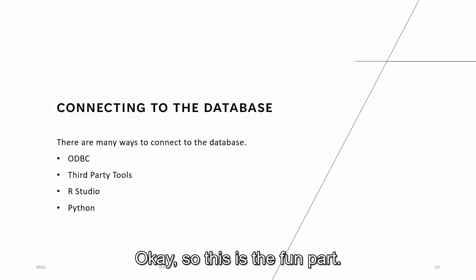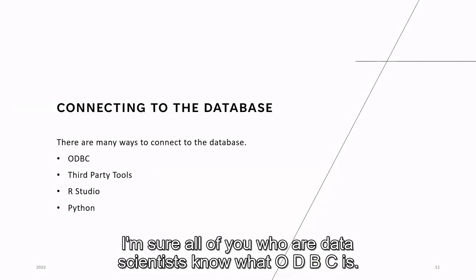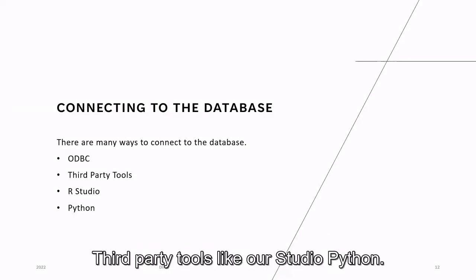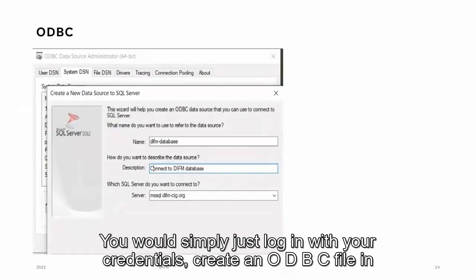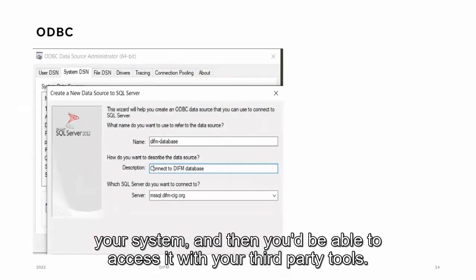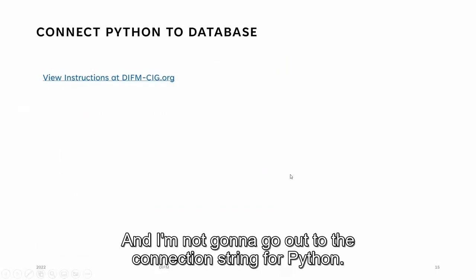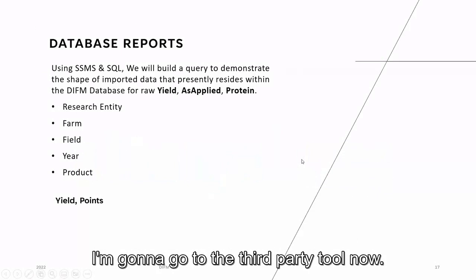Okay, so this is the fun part. We're going to connect to the database right now. There are many ways to connect to the database. I'm sure all of you who are data scientists know what ODBC is, Open Database Connectivity, and third-party tools like RStudio and Python. This is an example of what the ODBC is on your Windows machine. You would simply log in with your credentials, create an ODBC file in your system, and then you'd be able to access it with your third-party tools. I'm not going to go over the connection string for Python. I'm going to go to the third-party tool now.